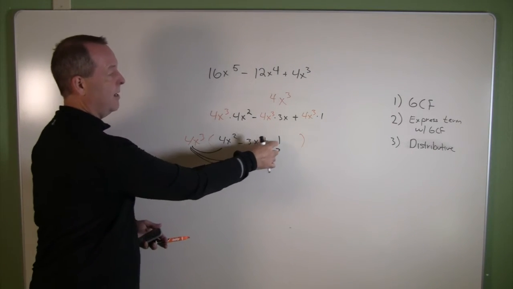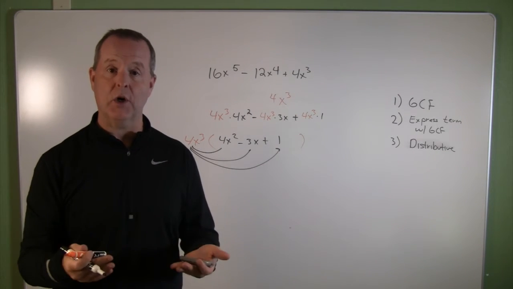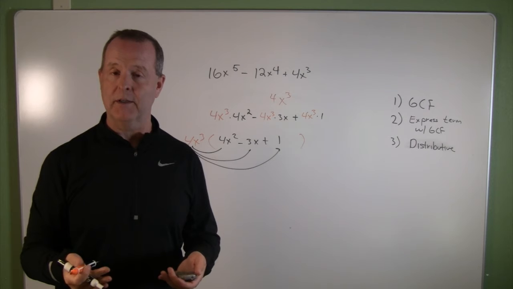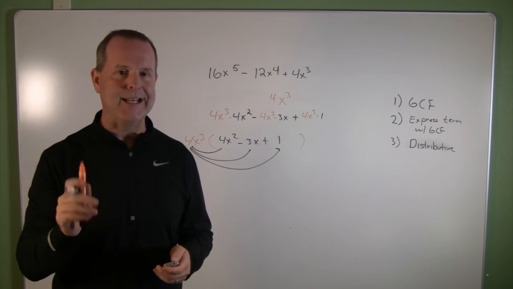4x cubed times the 1 produces that 4x cubed. So make sure that if one of the terms itself is the greatest common factor, we still need to put a little flag there, a little marker there that says, I need to be careful with this.